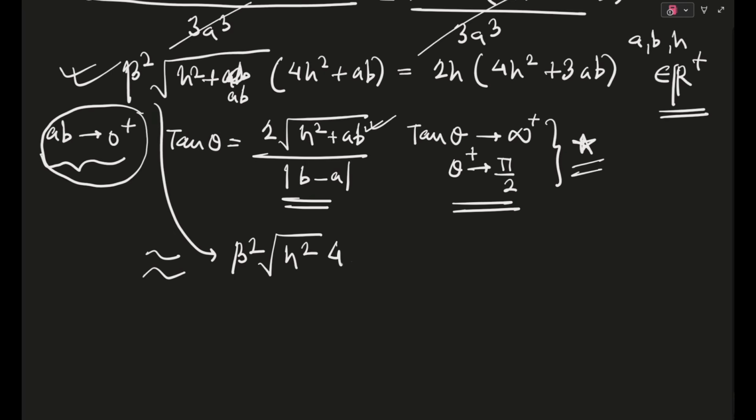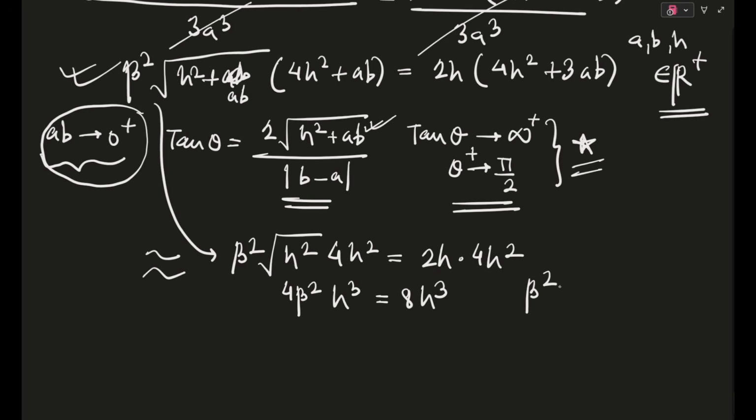And this is 4h square. This comes to be equal to 2h times 4h square. So guys, from here, 4 beta square h cube would be equal to 8 h cube. We don't need h cube, so basically from here, beta square will be equal to 2. So we got our final answer. The beta we needed is equal to root 2. This is not the final answer, but the actual thing we needed.